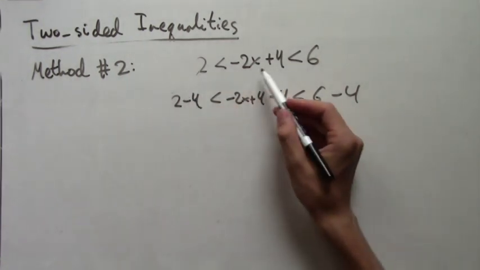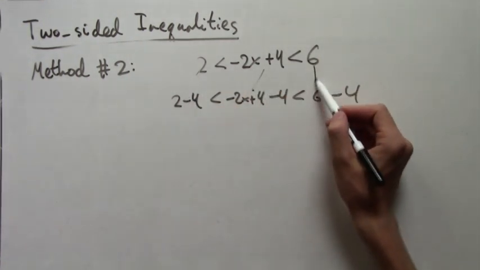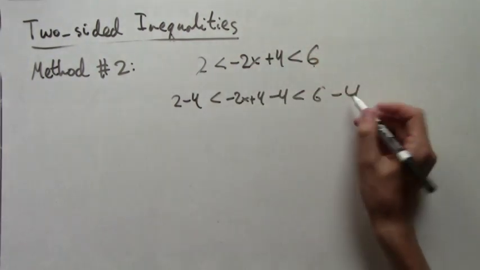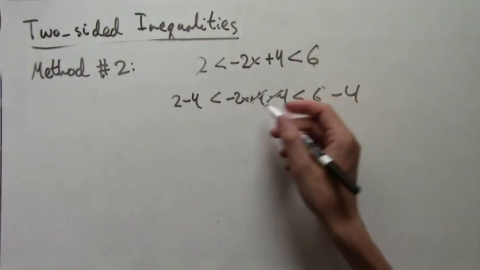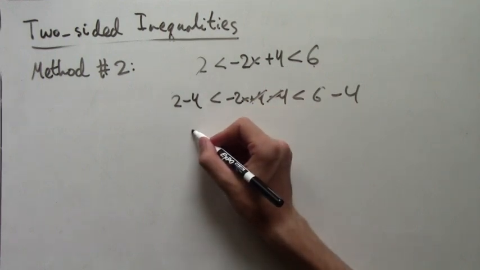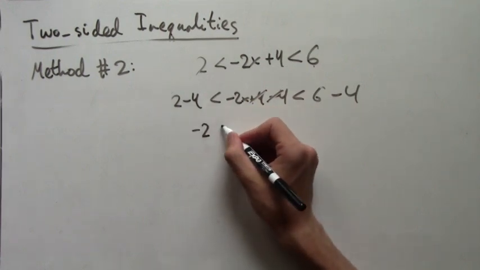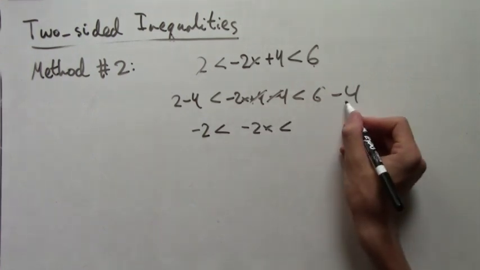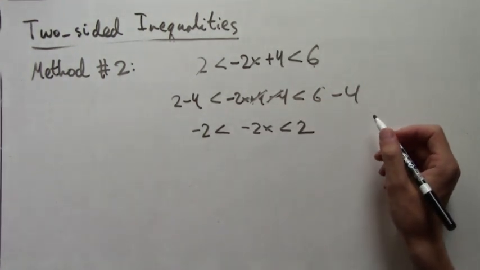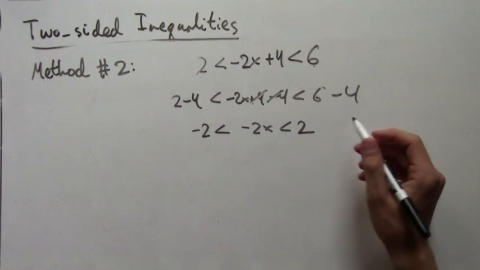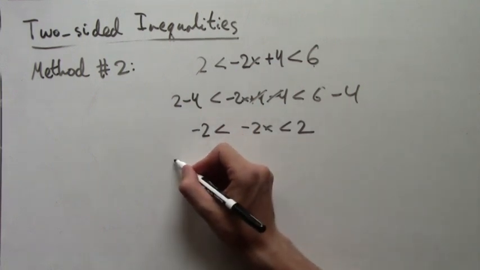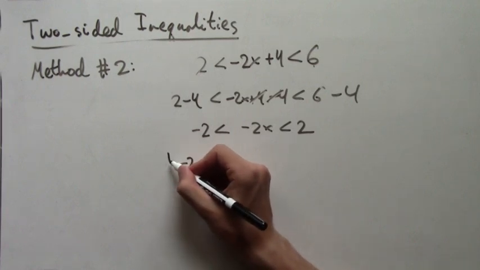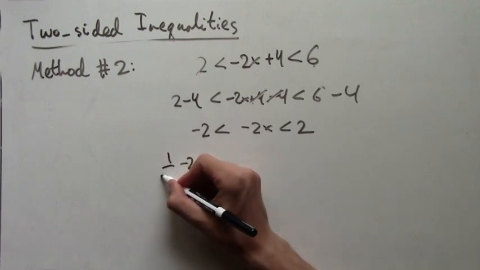So we get negative 2 to the very left, which is less than negative 2x, which is less than 2. Now, to simplify this further, we have to divide by negative 2, or multiply by negative 1/2, which is the same thing.